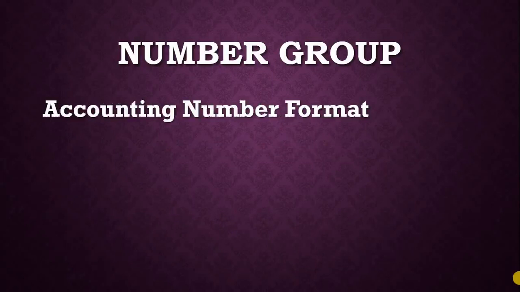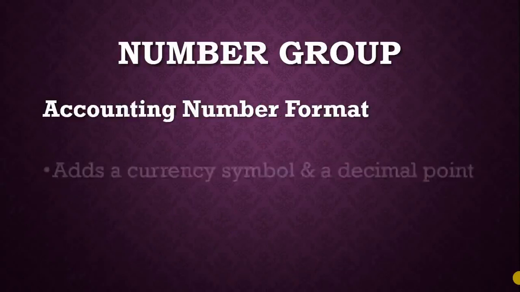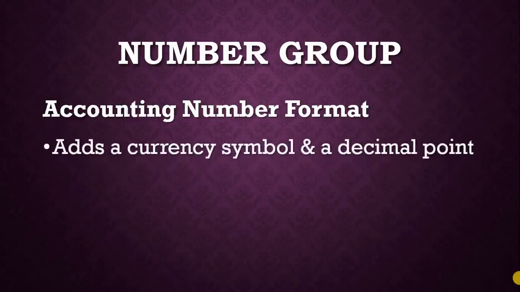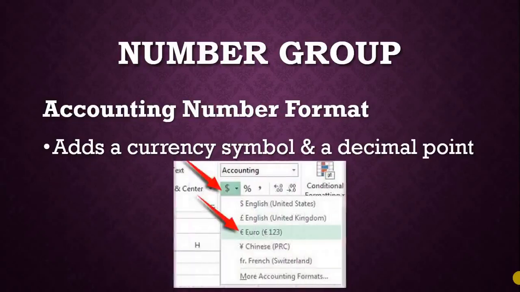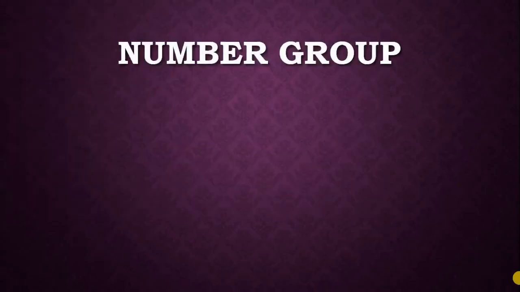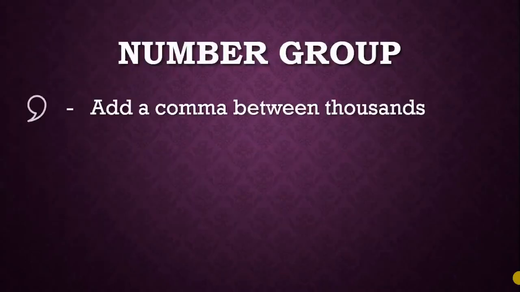First, accounting number format. By using this option, we can add a currency symbol and a decimal point to the number value. This is the accounting number format option. We can add the currency symbol according to the countries by selecting the respective country name. Next, comma style. By using comma style, we can add a comma between thousands in number values.